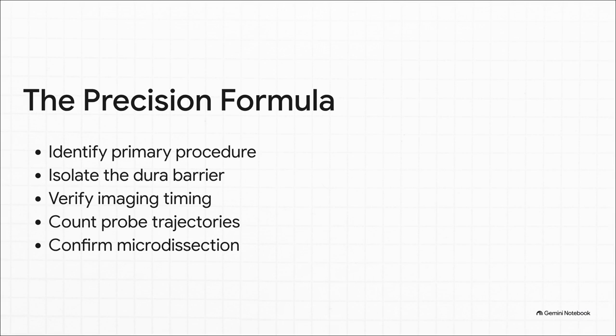Isolate the dura barrier to determine your intradural versus extradural navigation. Verify the exact timing of the imaging to correctly code a stereotactic biopsy. Count the precise number of probe trajectories to lock in your LITT codes. And finally, confirm the explicit documentation of microdissection before adding the operating microscope. This kind of systematic approach ensures you capture the complete, accurate clinical picture every single time.